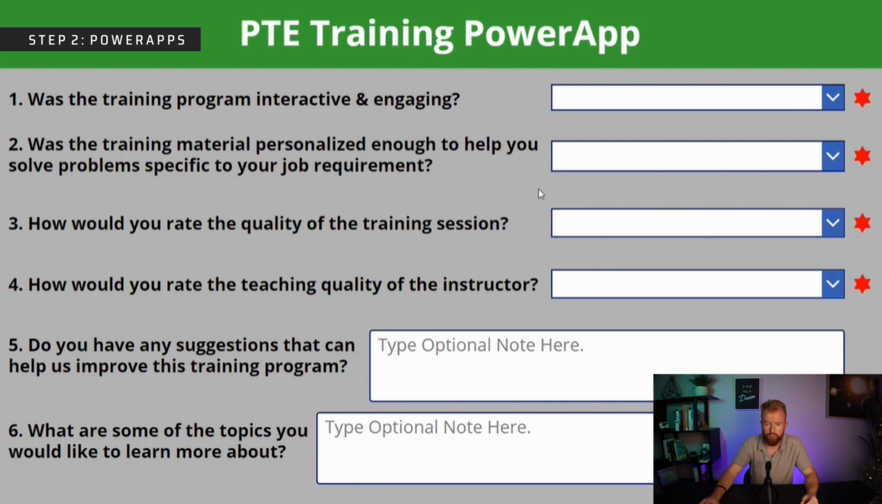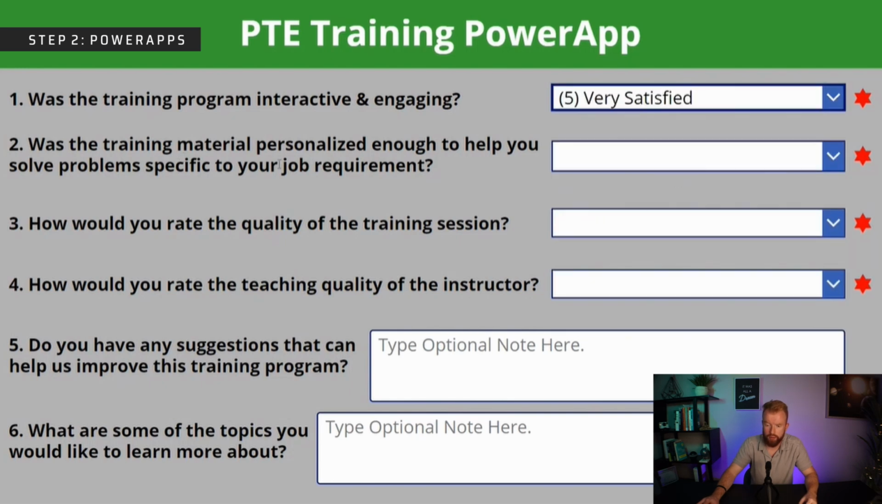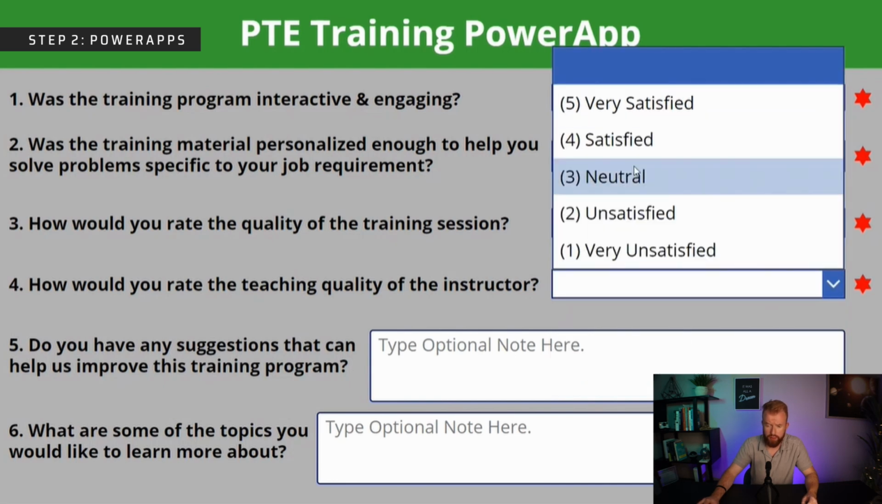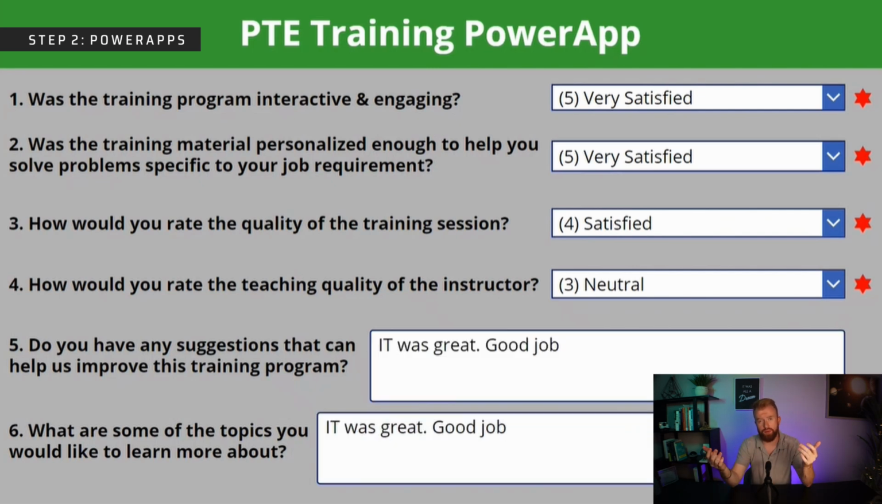It says, was the training program interactive and engaging? And they can click what they like. Was the training material personalized? Click what they like, and so on and so forth. We can also have it set up that these questions are dynamic and you can change them as you like. And they can also add their opinion like, it was great, good job, and they submit it. When they submit it, you can have it email them saying thank you for filling out this survey, and then the results come back to you.